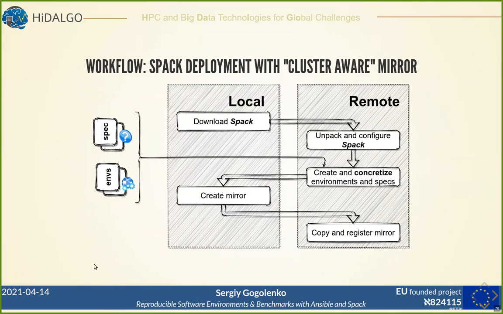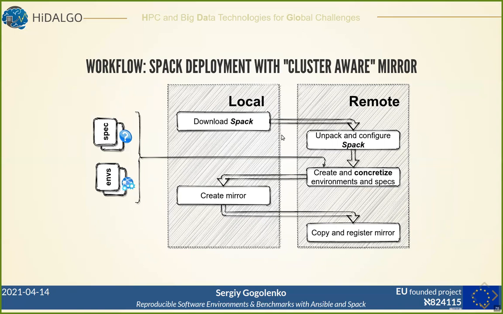So that was the first workflow for creating a mirror, but it is an error-prone workflow. Why is it error-prone? Because it's cluster agnostic. So it downloads all the packages, but on some particular clusters, Spack can be configured in a way that it has slightly different preferences for the packages, and it will concretize all the packages in a different manner. And in order to make it work, you can use the following workflow.